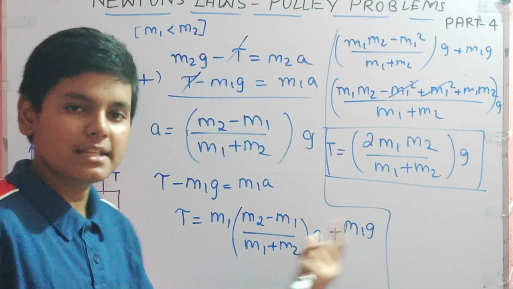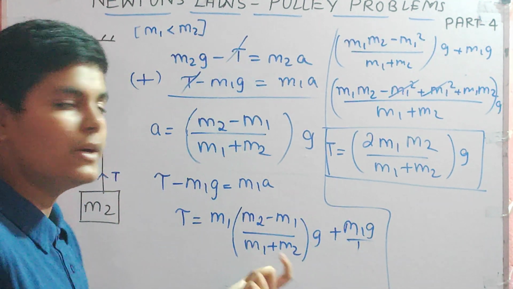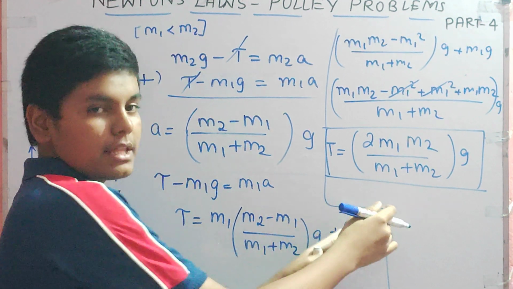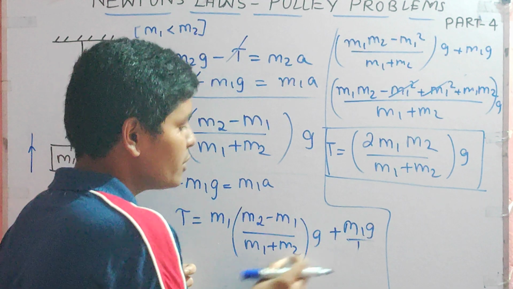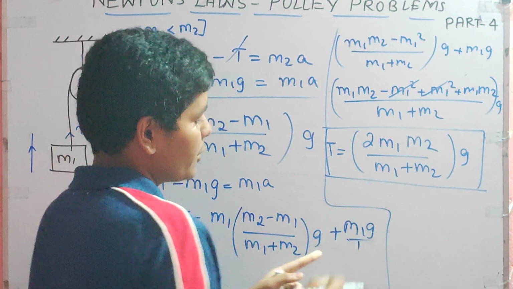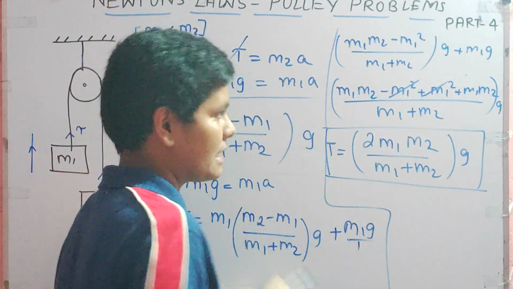Now we have to add these both. How will we add? This is the denominator 1, so we do the LCM. This thing we multiply at the top. So M1 into M1 again gives M1 square, M2 into M1 is M1 M2. So minus M1 square and plus M1 square get cancelled.